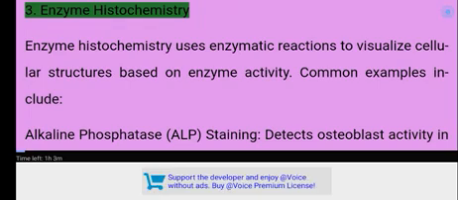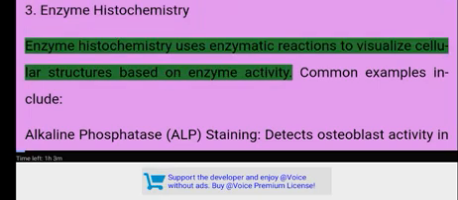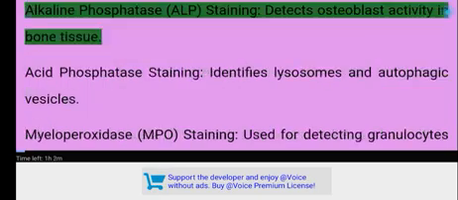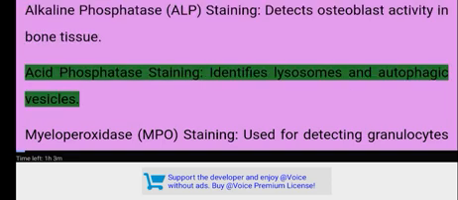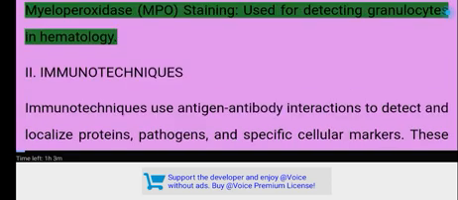3. Enzyme histochemistry. Enzyme histochemistry uses enzymatic reactions to visualize cellular structures based on enzyme activity. Common examples include alkaline phosphatase (ALP) staining, which detects osteoblast activity in bone tissue. Acid phosphatase staining, which identifies lysosomes and autophagic vesicles. Myeloperoxidase (MPO) staining, used for detecting granulocytes in hematology.